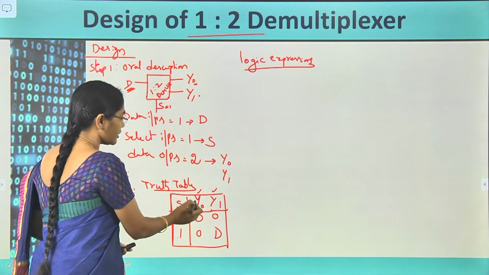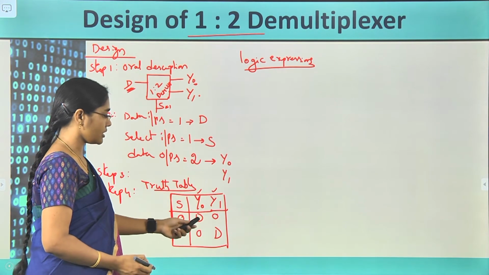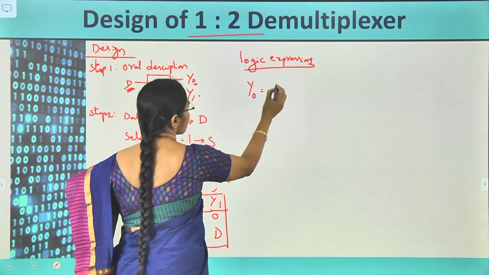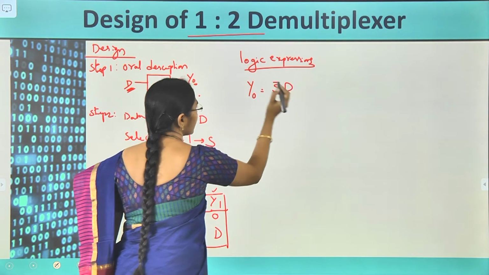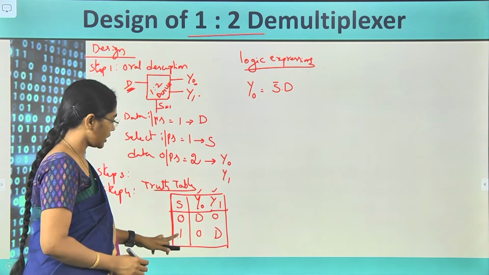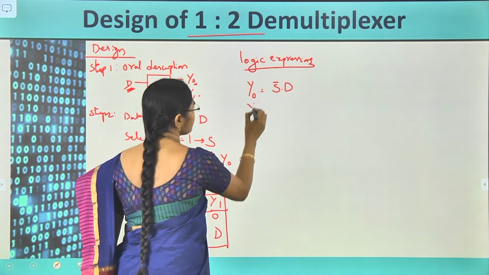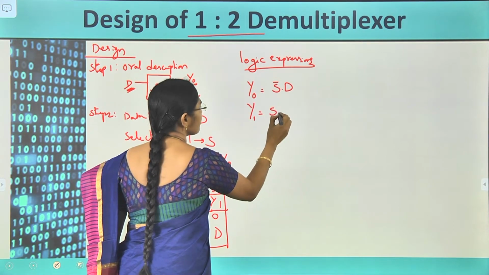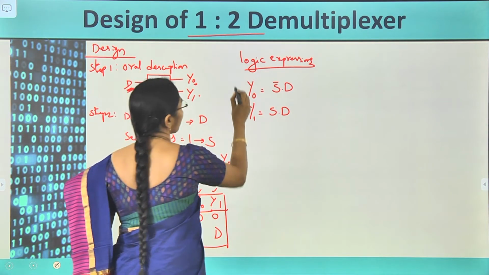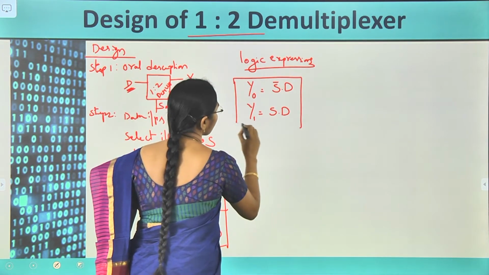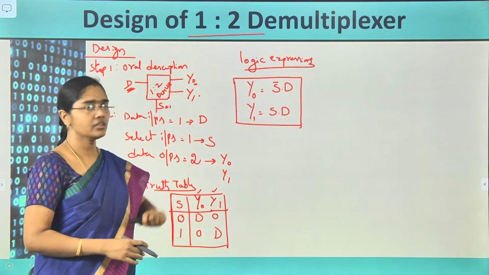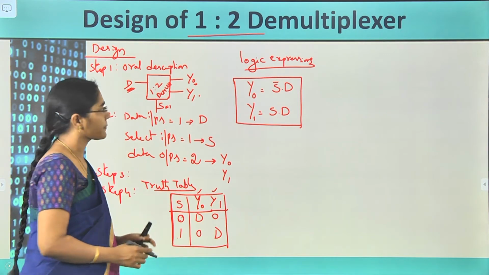So how can we write? Y0 is equal to, when S is equal to 0 it is passing D, means S bar into D. Y0 is equal to S bar into D. Similarly, what is the Y1 signal? Y1 is equal to S into D, since when S is equal to 1, Y1 takes D as input. So Y0 is equal to S bar D, Y1 is equal to S D. These are the logic expressions for our 1:2 demultiplexer.